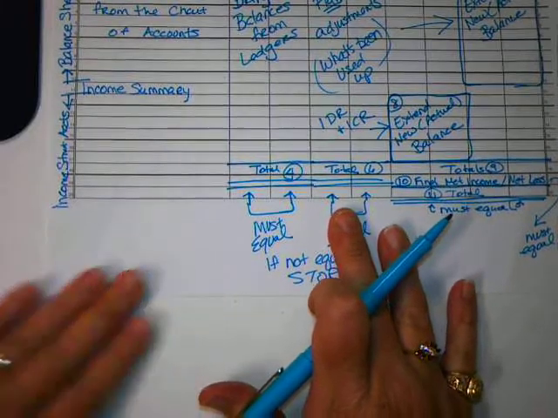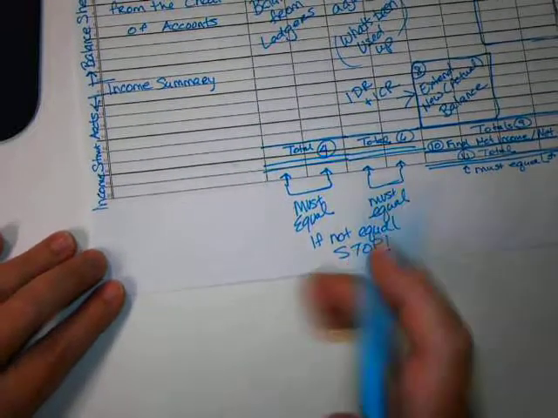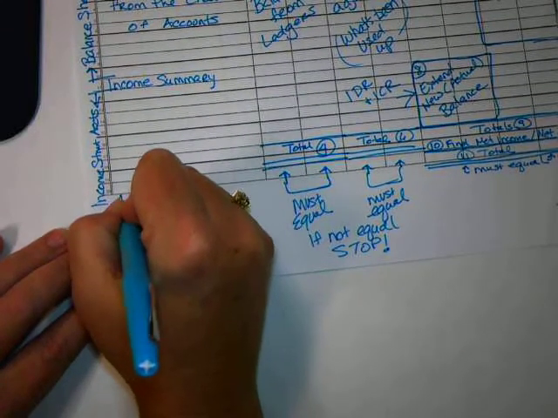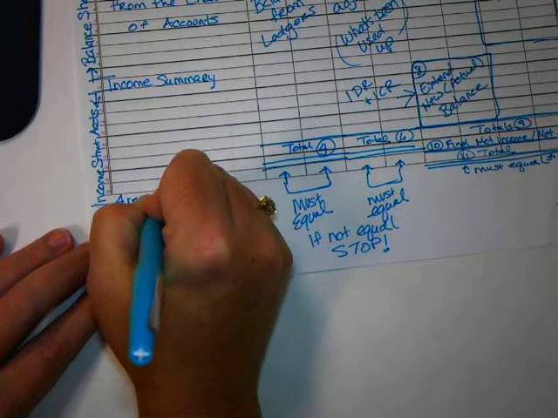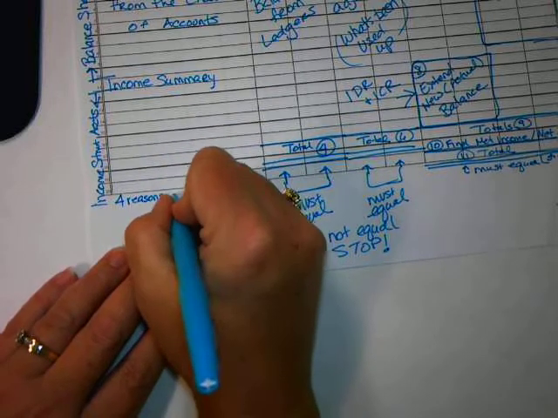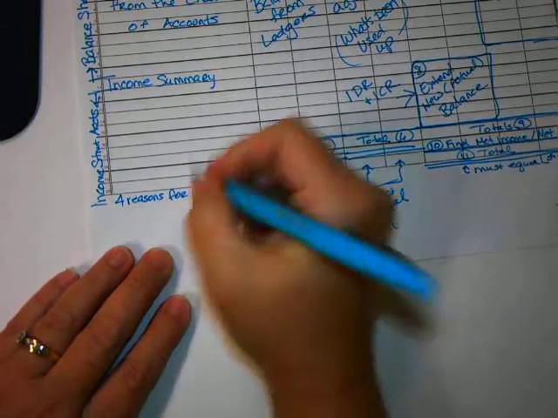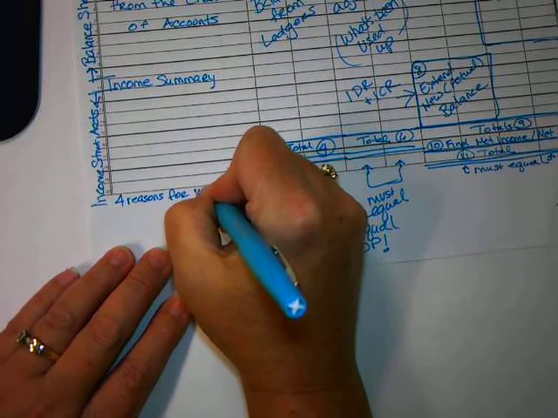Okay, hopefully you've got a little bit of white space over here. And what I want to write down here are the 4 reasons for a worksheet. Why are we doing this whole sheet? There's 4 reasons why we do it.